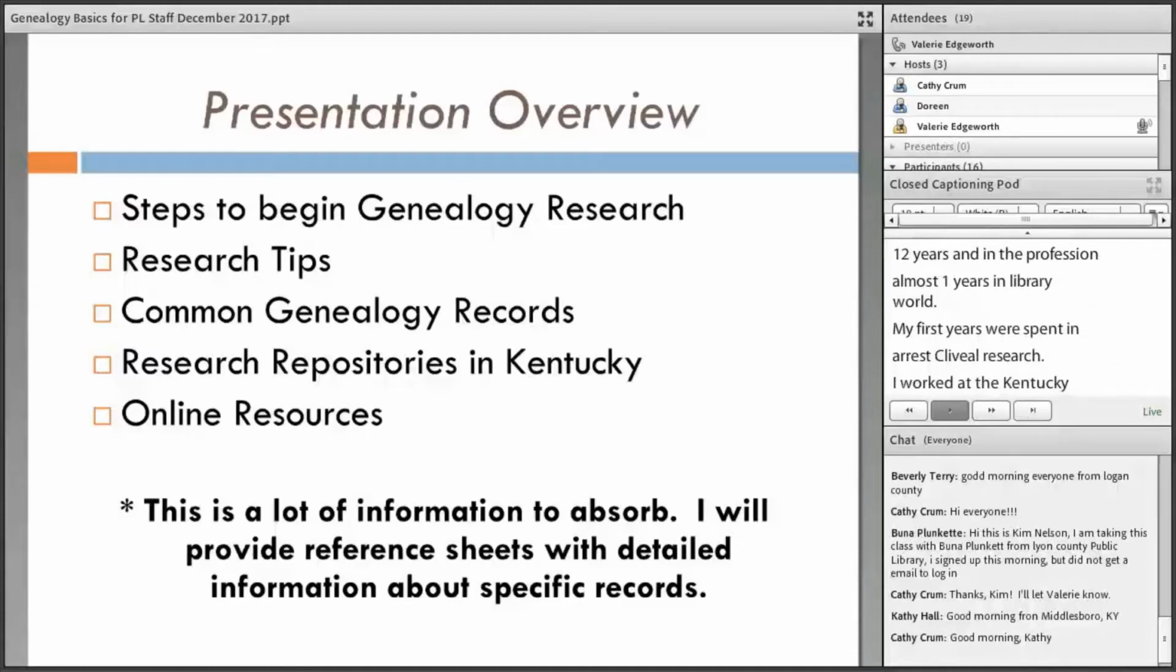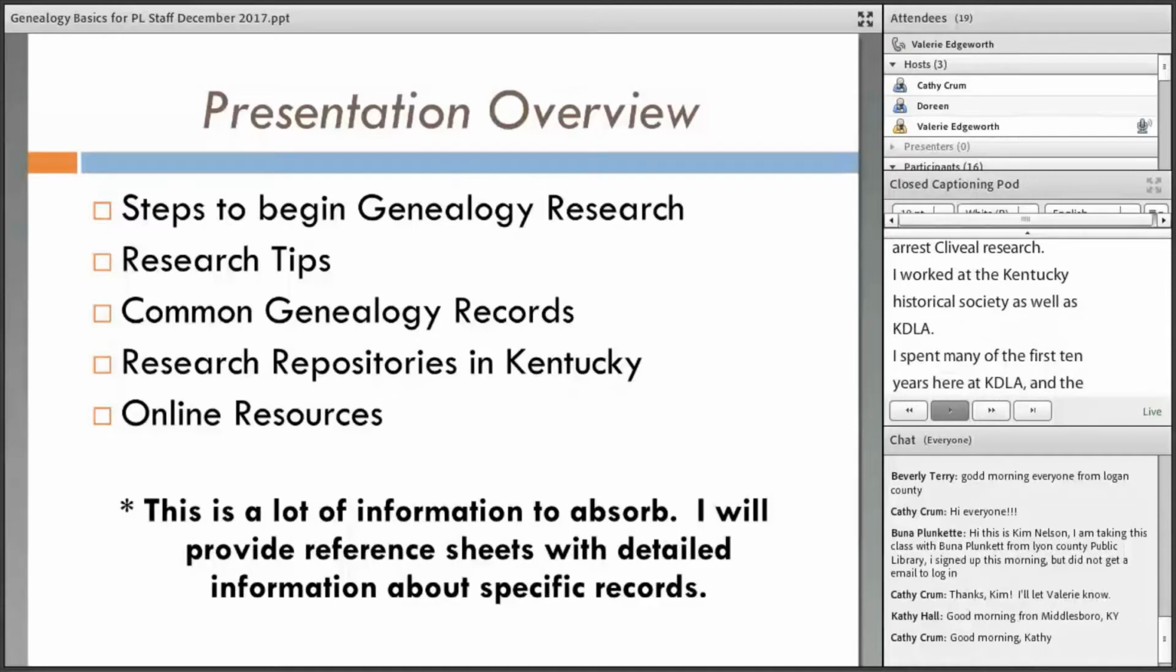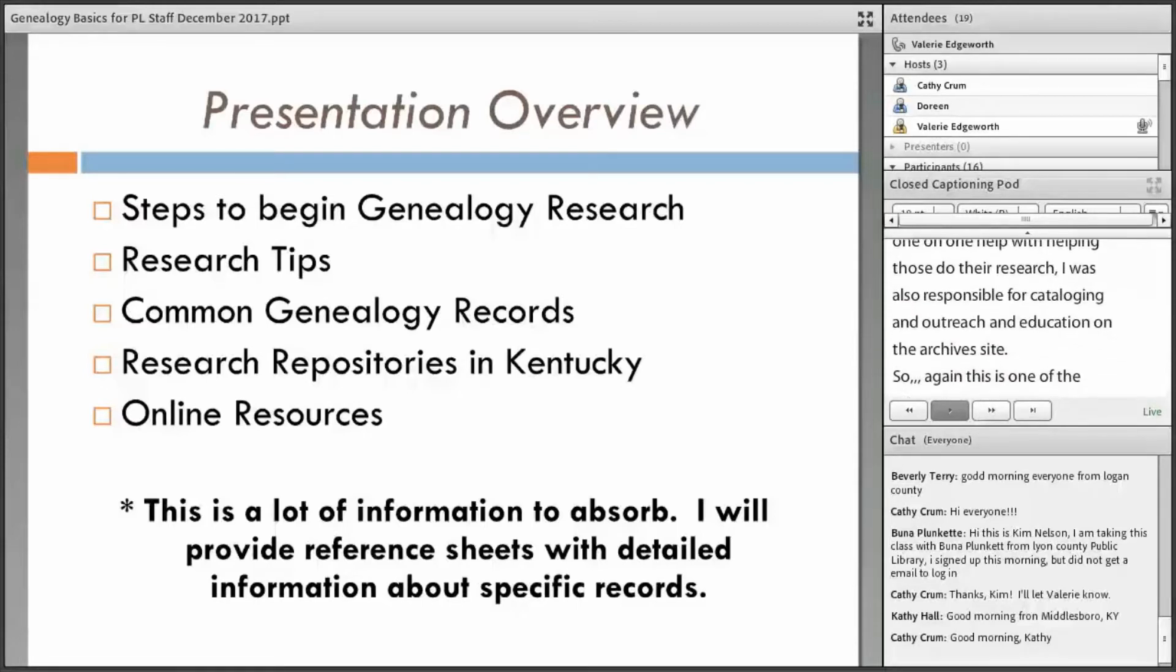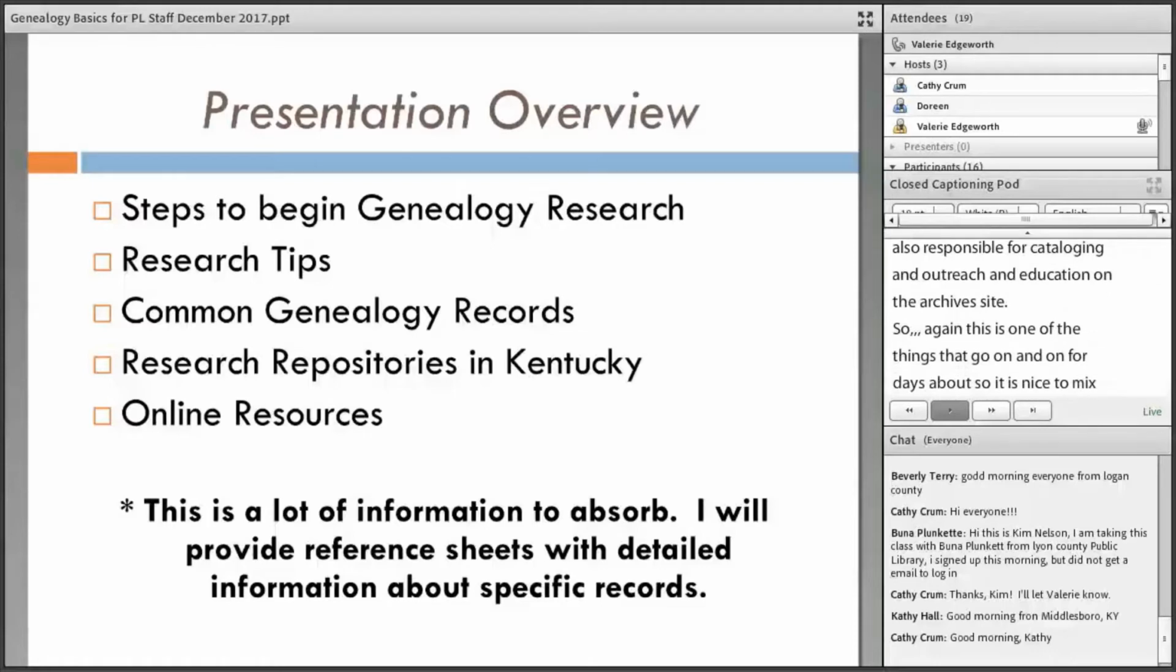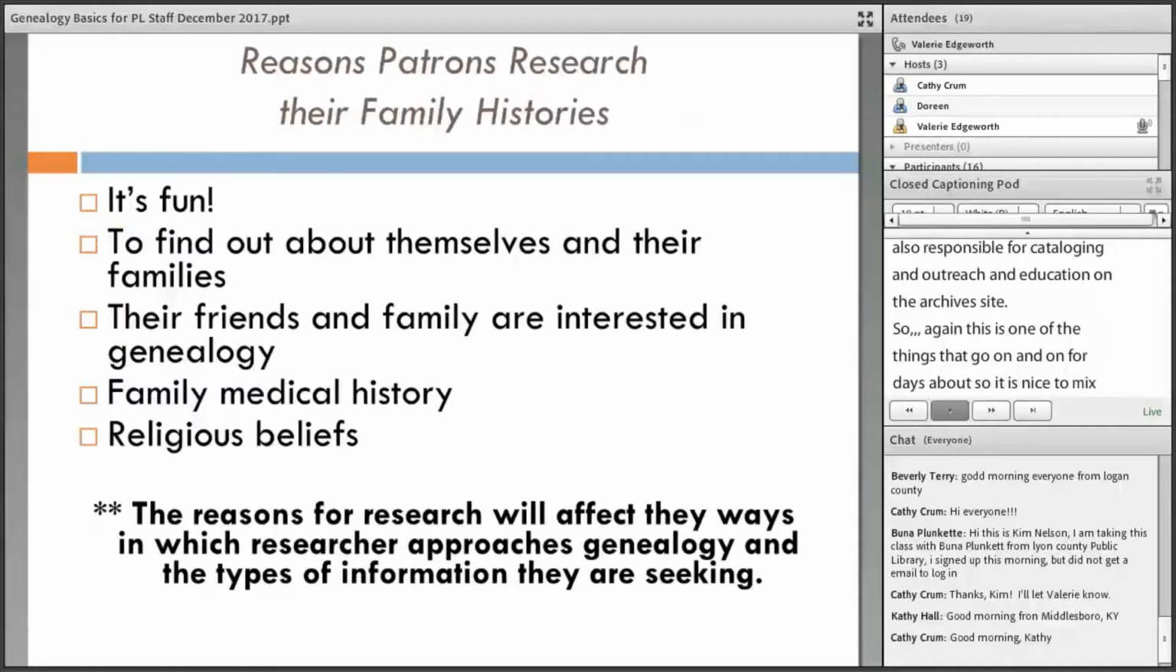I've spent many of those first 10 years here at KDLA in the archives research room, so the one-on-one help with helping those do their research. I was also responsible for cataloging and outreach and education on the archive side. So again, this is one of those things I could go on and on for days about. So it's nice to mix my new role in CE, in continuing education for you as public library staff, with my passion for genealogy.